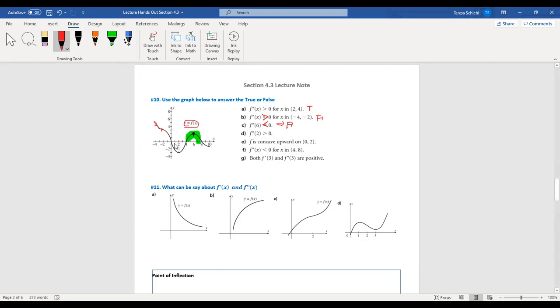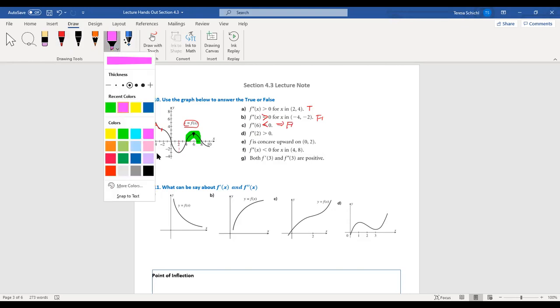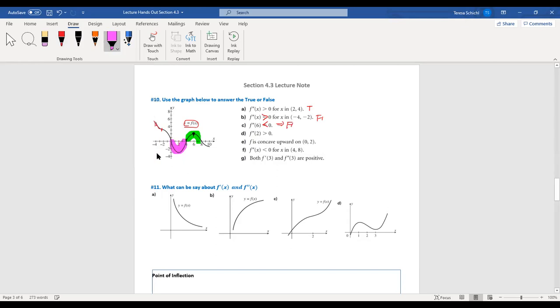Okay, so now let's take a look at f double prime of 2. For f double prime of 2, I know from this curve that it is concave up. If it's concave up, then what happens here? The value at 2 is greater than 0. Is that true or false? That is true here, right? Okay, so now let me erase this.